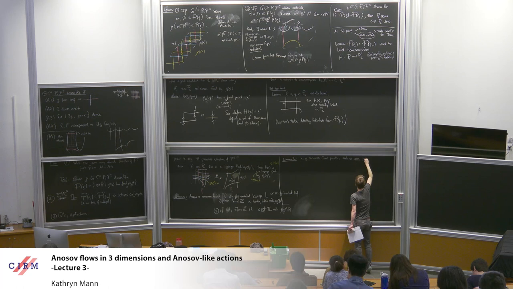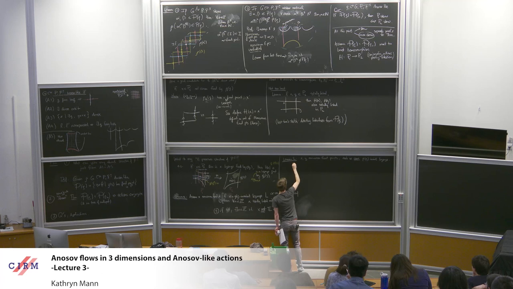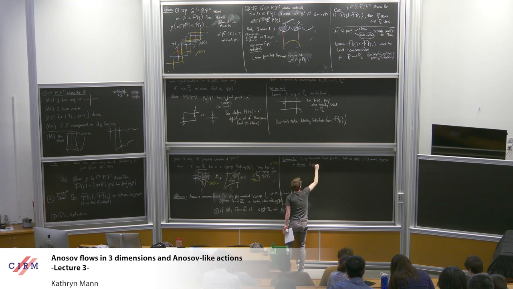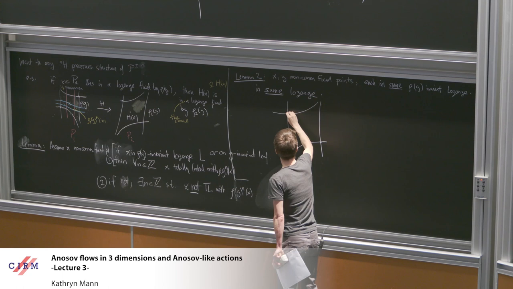row, say row 1, row 2, doesn't matter, invariant Lagrange. Okay. How am I going to detect if they're in the same Lagrange versus different? Well, I need a criterion. So let's draw a picture of two points in the same Lagrange. Here's a Lagrange. And I see, I don't know, x, y.